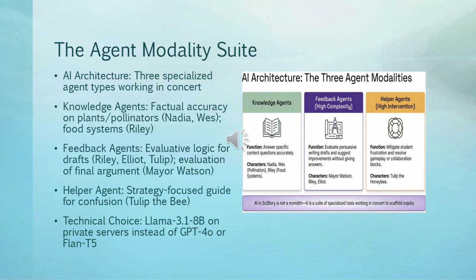Consequently, they transitioned to the Llama 3.1 8 billion model. While it has fewer parameters than GPT-4 Omni, the open source nature allowed them to keep all student data on private university servers, a critical ethical decision in the current educational climate, while providing more personalized and natural responses than the smaller FLAN T5 model.